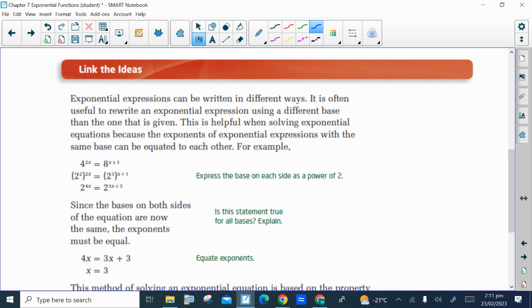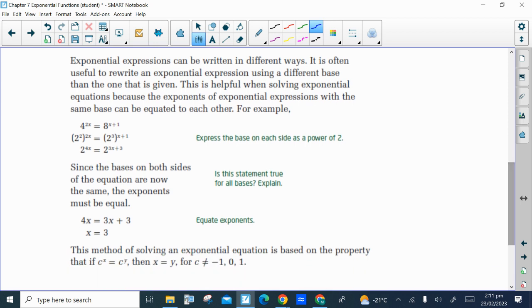For example, if you wanted to solve that exponential equation, 4 to the 2x equals 8 to the x plus 1. You're trying to find the value or values of x that make that equation true so that the left side and the right side are equal. And this can be done, as it says there, by making the bases the same. You can express 4 as a power of 2 as well as 8 as a power of 2. So that's what this step here shows. Rewrite 4 as 2 squared and 8 as 2 cubed.